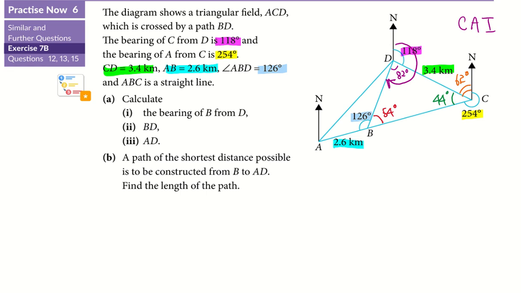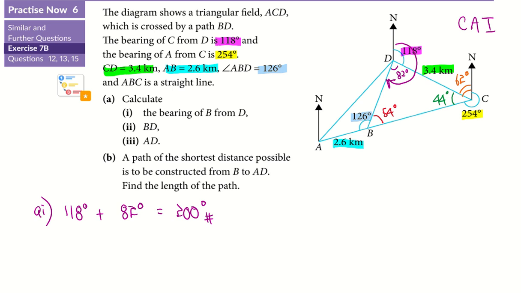You can clearly see that I found all the important angles within the triangle, and with that, I'm able to find my solution for the bearing of B from D, which I obtained to be 200 degrees, and take note, it must be in 3-digit format. In part 2, I want to find the length of BD.